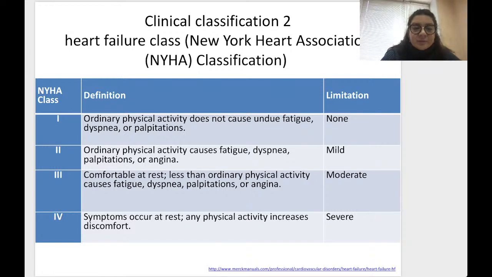Functional class 3: patients are comfortable at rest and less than ordinary physical activity causes fatigue, dyspnea, palpitations, or angina. In other words, it is moderate limitation of physical activity. And functional class 4: symptoms can occur at rest and physical activity increases discomfort. We name it severe limitation of physical activity.